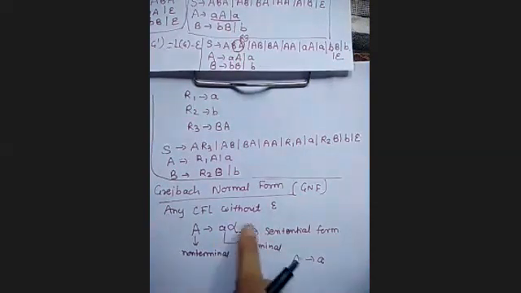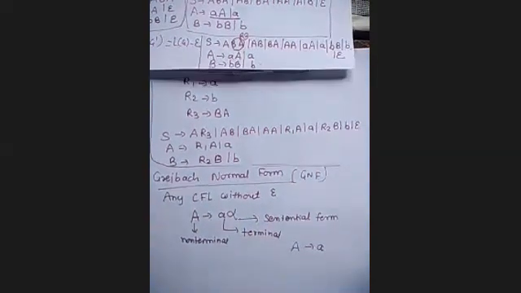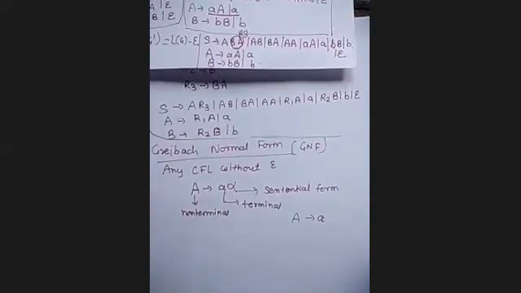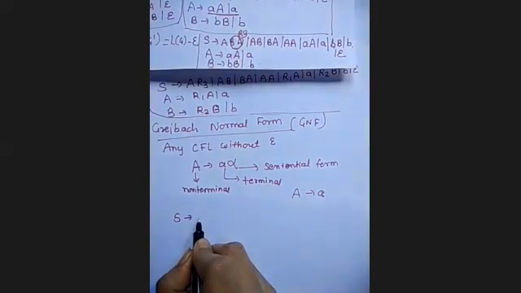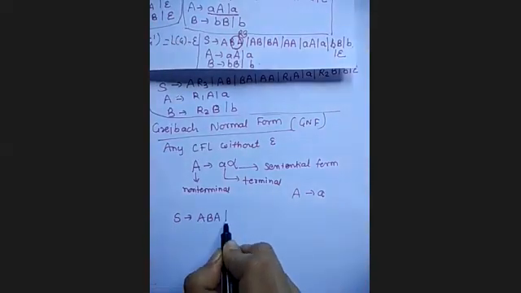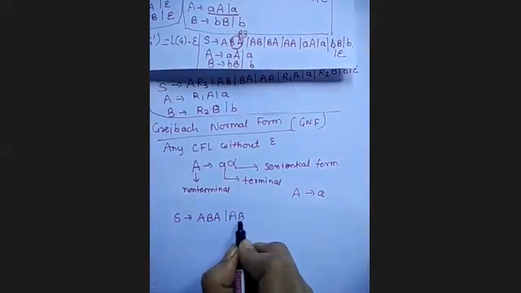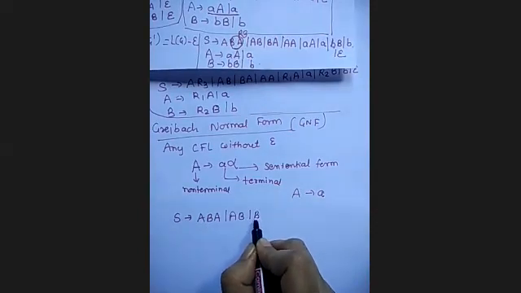There is no restriction on the length of the right hand side here, as alpha is a string of terminals and non-terminals. Okay, so let us consider an example of the GNF. Convert the following grammar to the GNF.